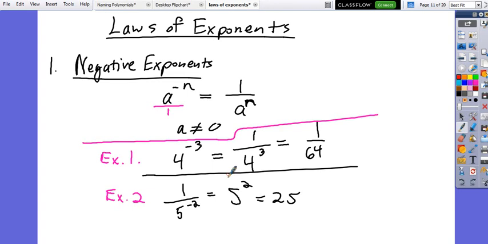Example 2, 1 over 5 to the negative 2. Notice this time, the negative exponent is in the denominator. So again, we're going to take the reciprocal and change the sign of the exponent so it becomes 5 squared, or 25. There is a restriction. Anytime you're dealing with variables in the denominator, that variable cannot be equal to 0 because you can't divide by 0. All right, let's take a look at the next property.